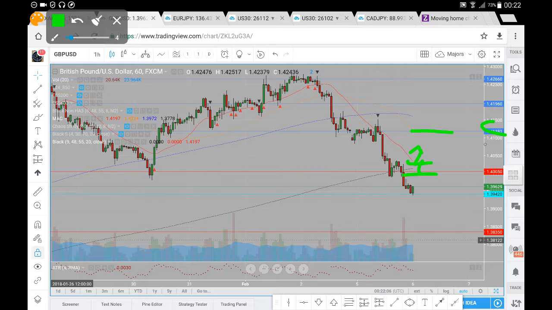Now, if, however, we do break above the 40.05 and the 400 period moving average, we would be looking for price head up towards that 41.20, a break from which we'll be looking for prices head towards the 200 period moving average sitting at 41.50. A break from there, we'll be looking for price head up towards 41.96.